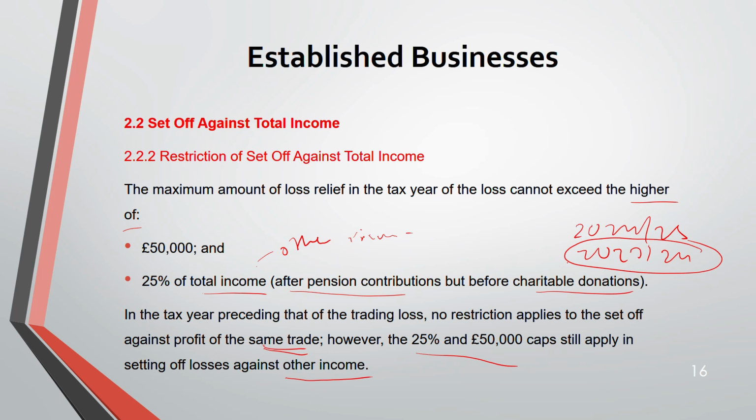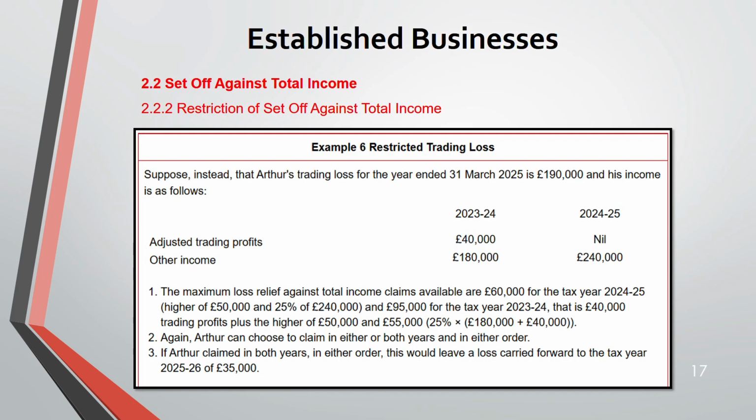Then it's not 25% of the trading profit. No. If that trading profit includes other income, that's how you get total income. Then you have to take 25% of the total income. So example 6. With this example 6, you can understand the restriction better.